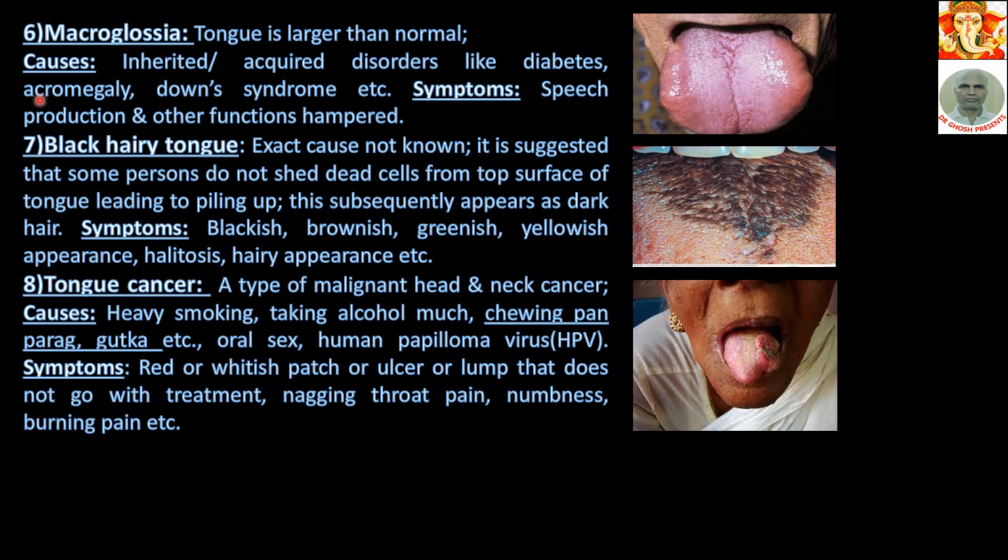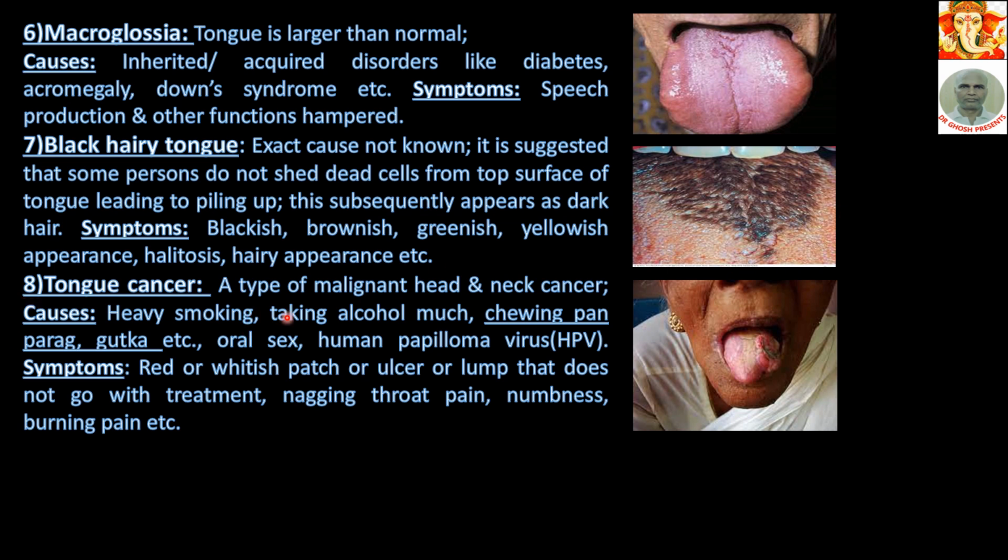Macroglossia. Macro means big. The tongue is larger than normal. Causes: inherited, or acquired disorders like diabetes, acromegaly, Down syndrome, etc. Symptoms: speech production and other functions hampered. Black hairy tongue. Exact cause not known. It is suggested that some persons do not shed dead cells from the top surface of the tongue, leading to piling up. This subsequently appears as dark hair. Symptoms: blackish, brownish, greenish, yellowish appearance. Various types of appearance are there. Halitosis is there. Halitosis means bad breath. Hairy appearance.